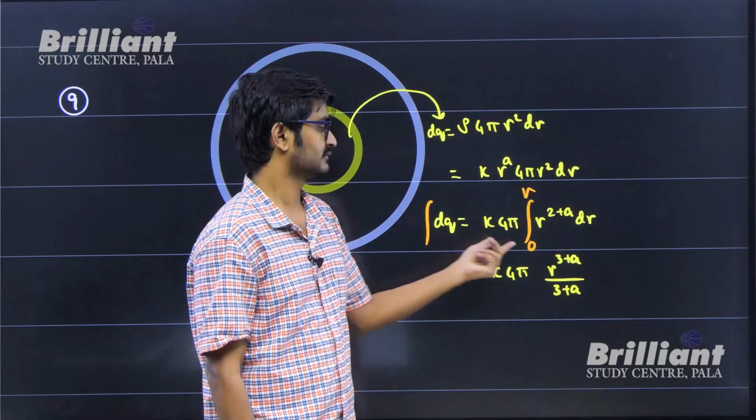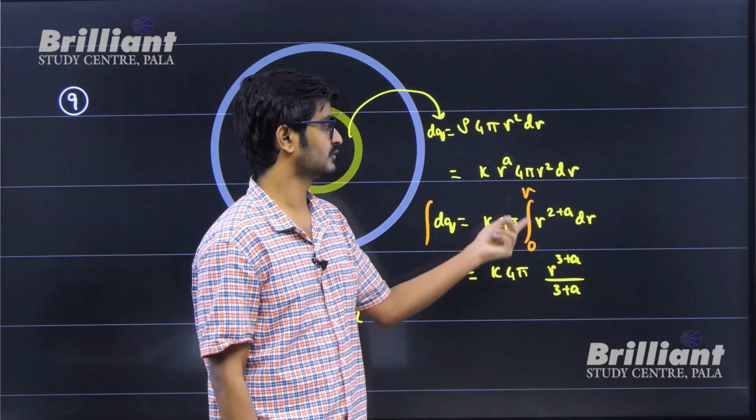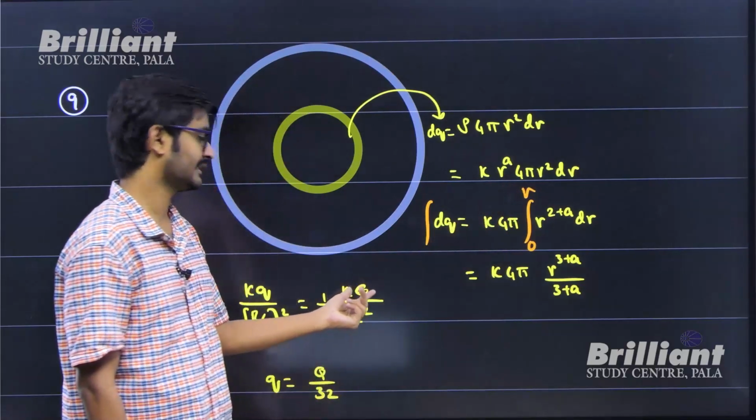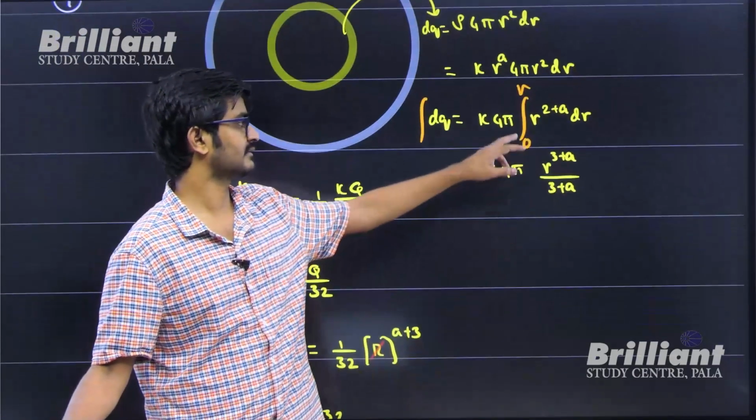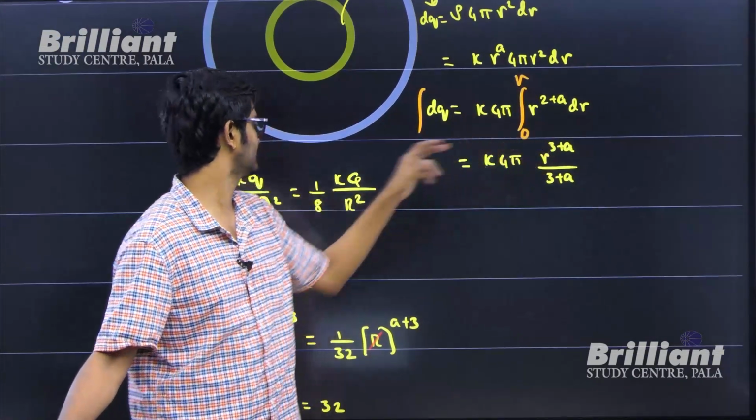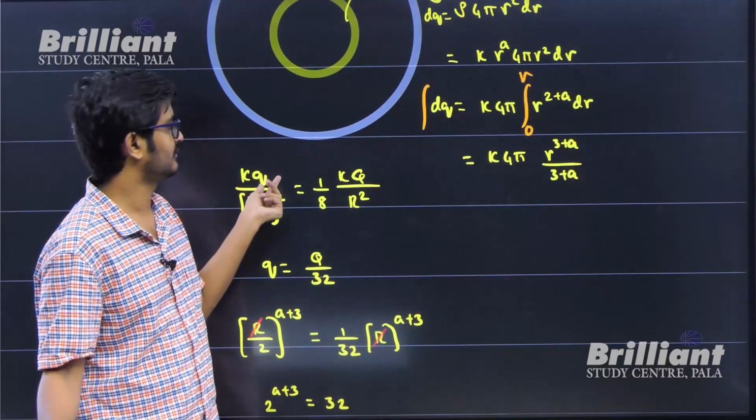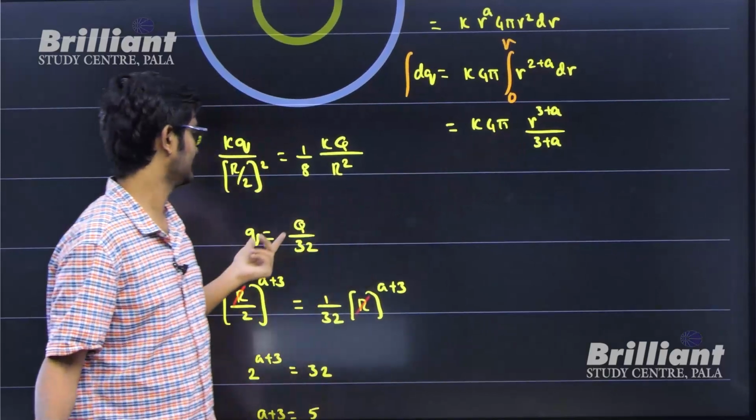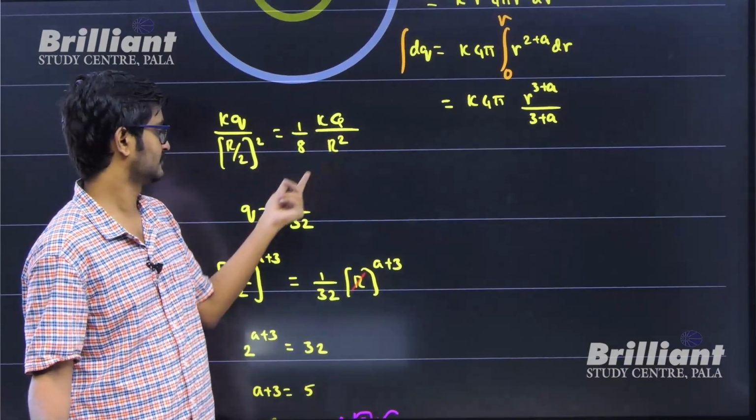Now from 0 to r, so if I integrate from 0 to capital R by 2, I will be getting small q. If I integrate from 0 to capital R, then I will be getting capital Q. So anyway, I have integrated from 0 to small r. Now if small r equals r by 2, capital R by 2, I will be getting this. If small r equals capital R, I will be getting this. So I am just substituting it back here. And q equals Q by 32 you will be getting.